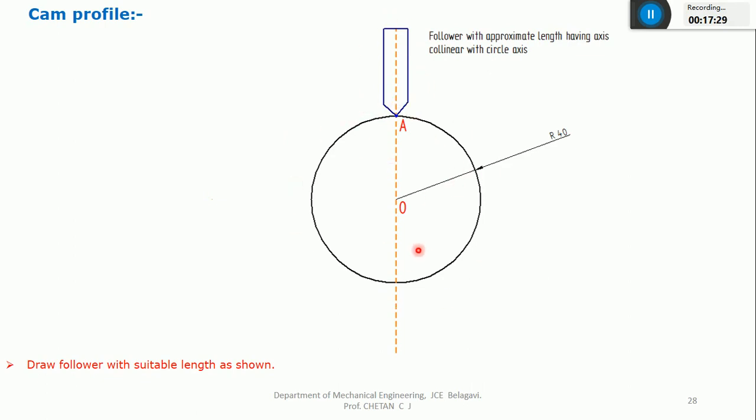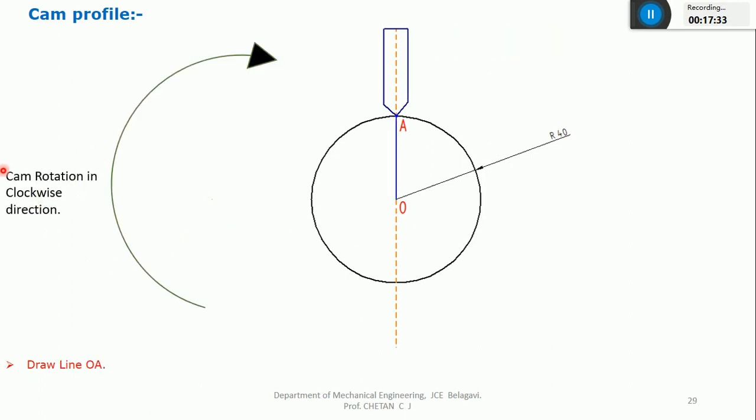Now what I will do, I'll consider the cam rotation. In the problem it will be given. If it is not given, just assume that the cam is rotating in a clockwise direction. If it is given, just take whatever it is. In this problem, the direction is not given. I'll assume that the cam is rotating in a clockwise direction. And just take a note.